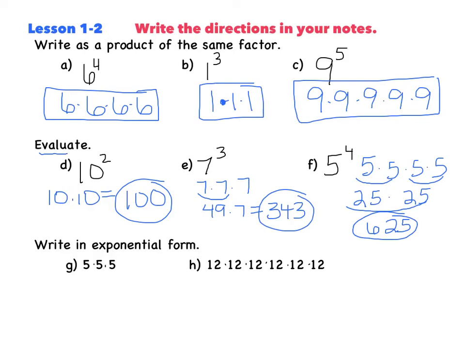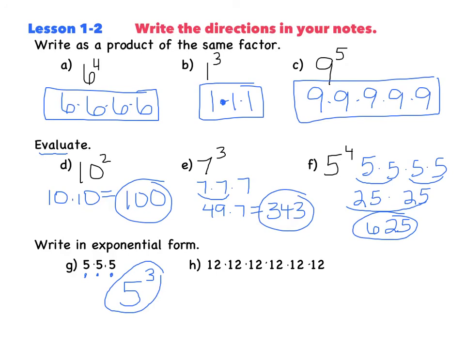Down in letter G and H, we've got write in exponential form. So that means we're going to write this with exponents. So we need to count how many times each of these bases is repeated. So we've got 1, 2, 3 5s. That means 5 is the factor that's being repeated. So that's our base. And the exponent is how many times it's repeated. Again, when you write those exponents, write it a little bit smaller and in the upper right-hand corner.